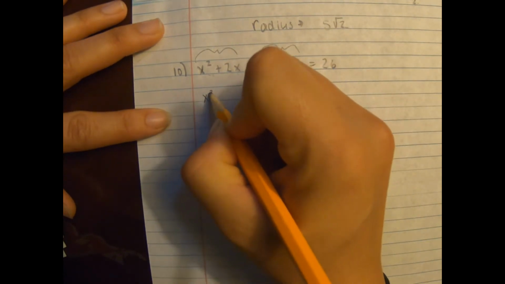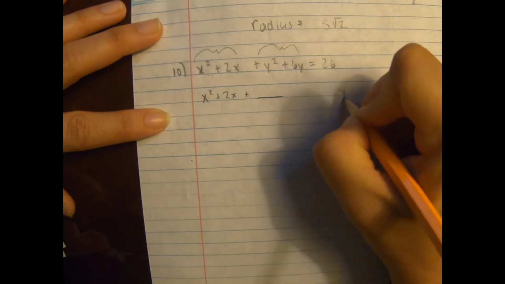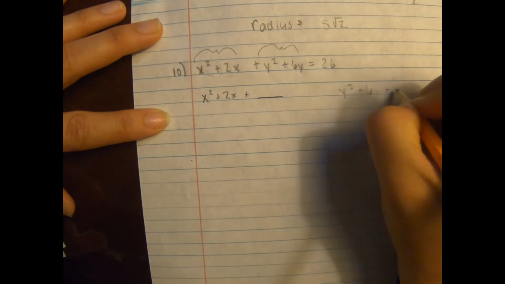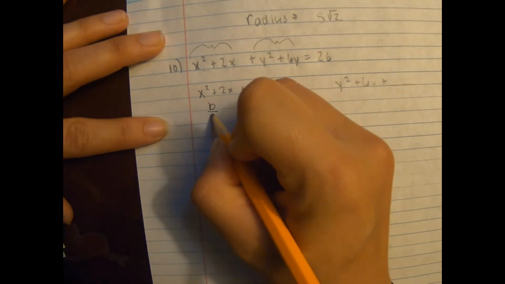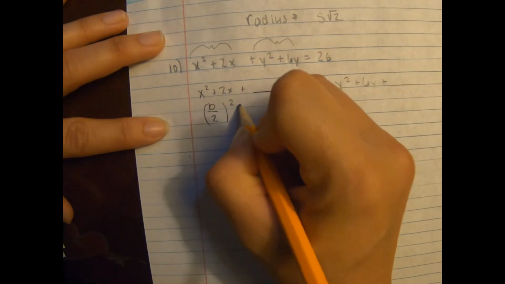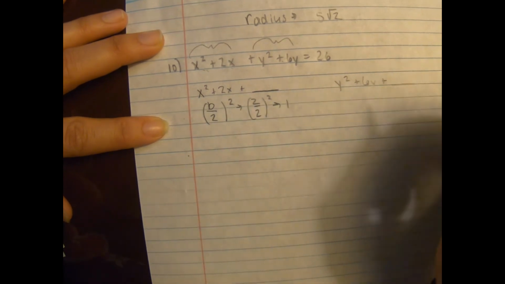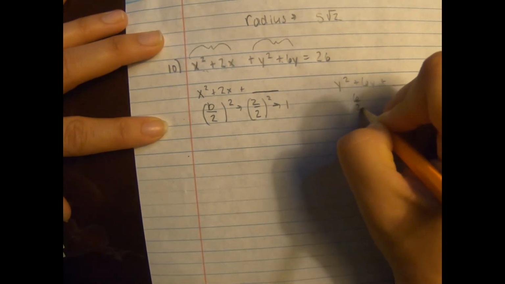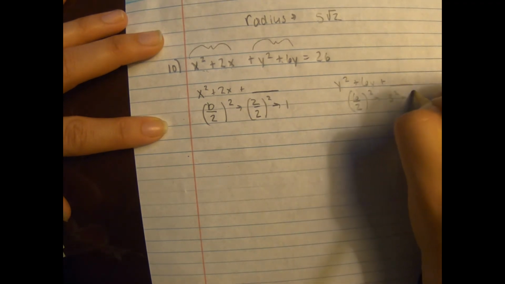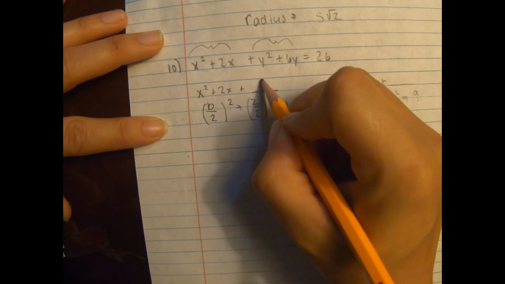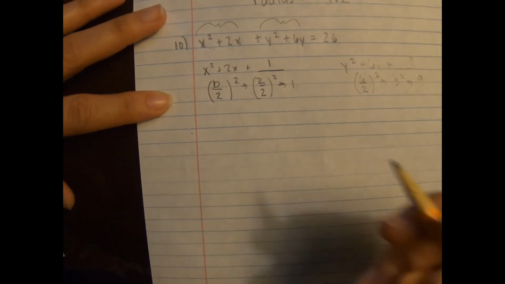So what number would I add here to complete the square, and what number would I add to the y expression to complete the square? We're going to do b over 2 squared. So here it's 2 over 2 squared, which is 1. And for the y expression, 6 over 2 squared will be 9. So 1 will complete the square here, and 9 will complete the square here.